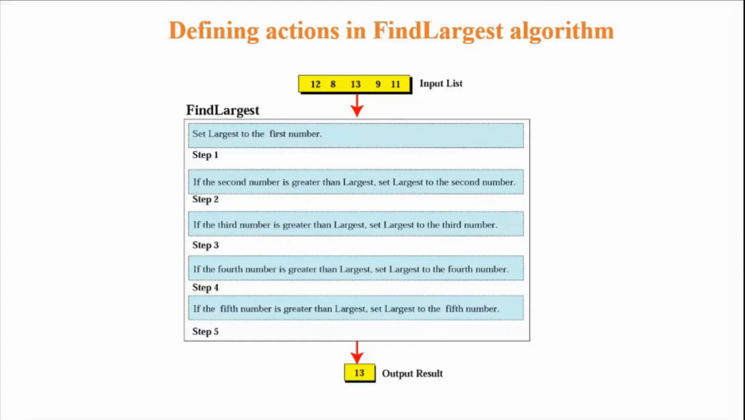But the problem with this one is if the number of elements is too large, say if there are 100 or 1000 numbers, then you have to repeat this same step 100 or 1000 times. That is not possible. That is not a practical approach to writing an algorithm. So how can we refine this particular algorithm?